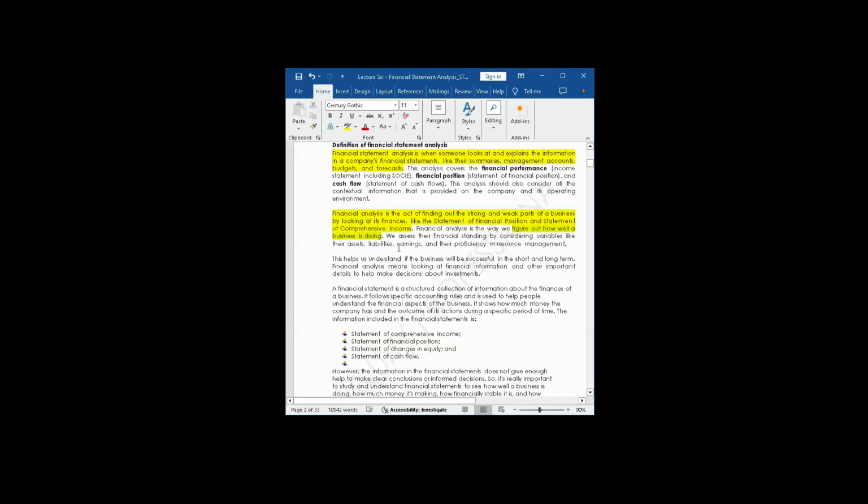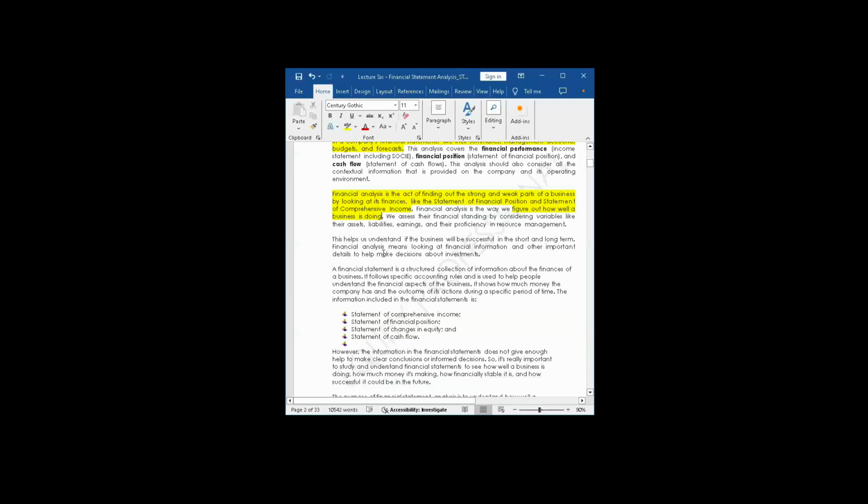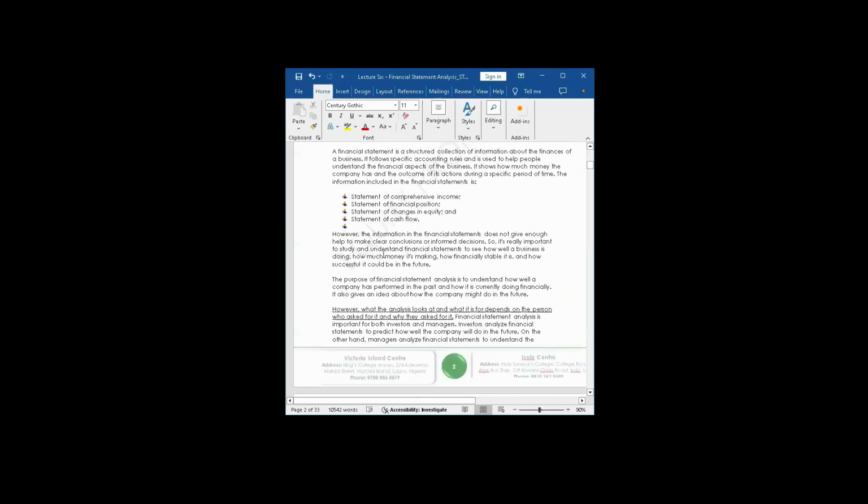Financial analysis is when we look at how well a business is doing. Is it making profit or is it making losses? Is the company financially stable, or is the business being run on debt, and there is liquidity risk and financial risk on the business? Okay, so these are the sort of things that we'll be doing in financial statement analysis.